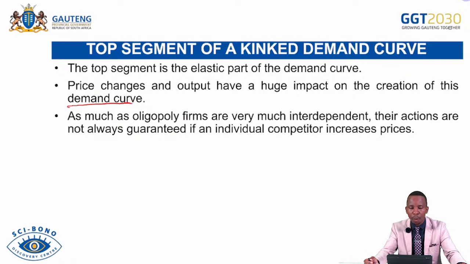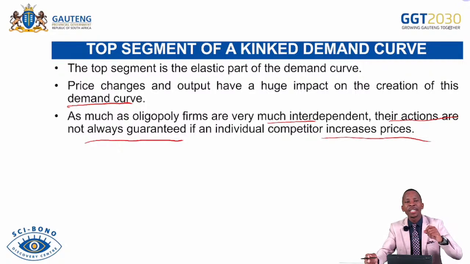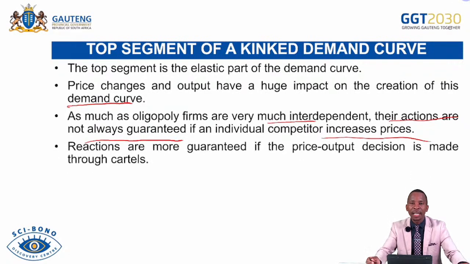As much as oligopoly firms are very interdependent, their actions are not always guaranteed if an individual firm increases its own price. If one firm increases the price, it is not always guaranteed that other firms will increase their prices too. As a result, while others are keeping their prices down, one increases the price. That will lead to consumers being very sensitive and demanding less of the product. That will create the relatively inelastic demand curve, which is the top segment.